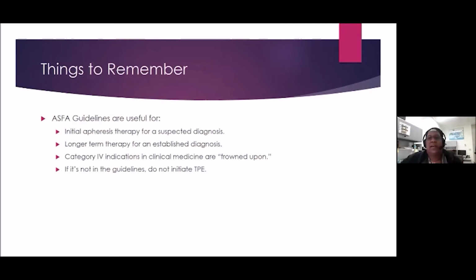So with the ASFA guidelines, they're useful to decide what you should do initially for a patient with some sort of disease process, or longer term therapy if you know the established diagnosis. With category 4, I just think they're sort of entertaining. The indications, I would say, are frowned upon in clinical medicine. If it's not in the guidelines, do not initiate TPE, because with Category 4 guidelines, you need IRB approval. If you do TPE or any other apheresis procedure for something not in the guidelines, you're really opening yourself up for a world of trouble.